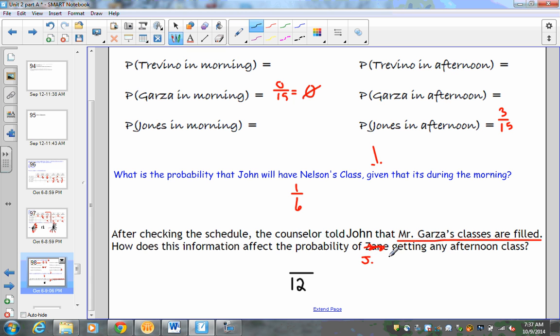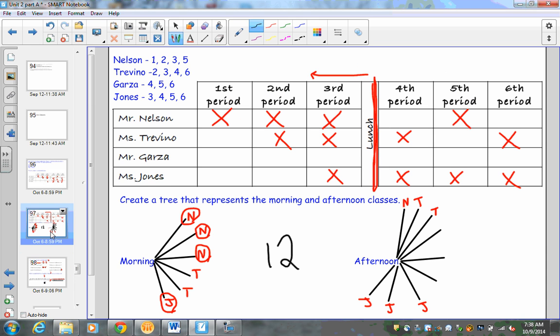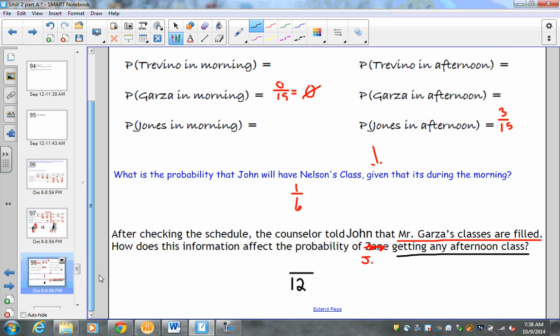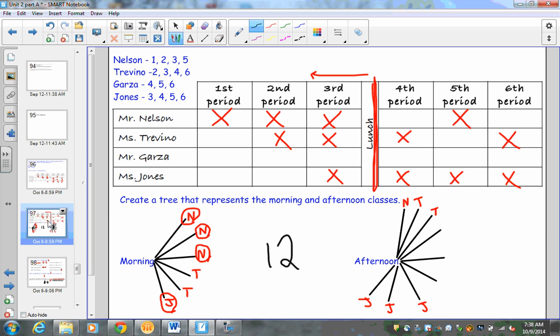The probability of John getting an afternoon class. It doesn't specify exactly who the teacher is, except that it's an afternoon class. So let's see, 1, 2, 3, 4, 5, 6. There's only 6 afternoon classes now. So since there's only 6 afternoon classes, 12 total, 6 over 12, the answer is 1/2. And that's how you do it. Basically, we're at a point where, as I think I said before, you already know how to do probability. We're just now applying it to different situations.